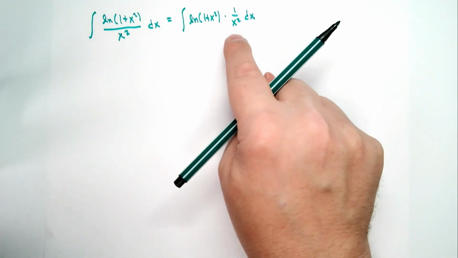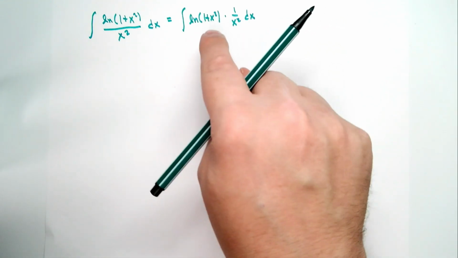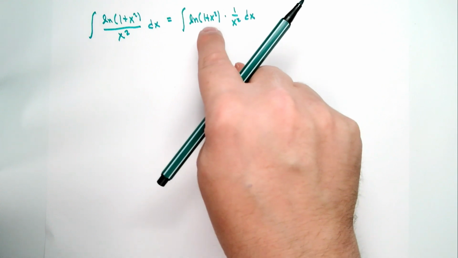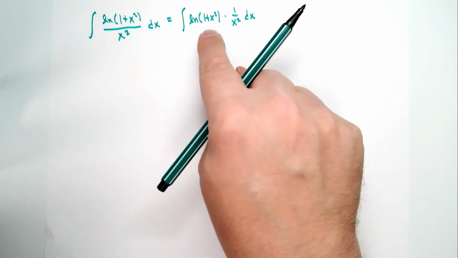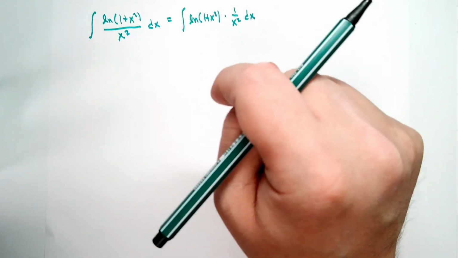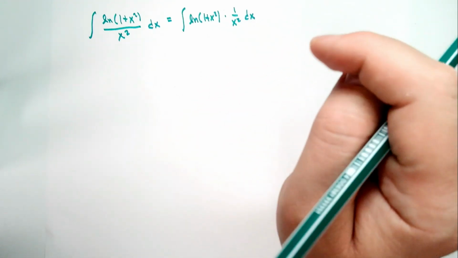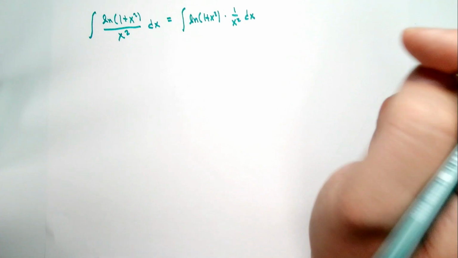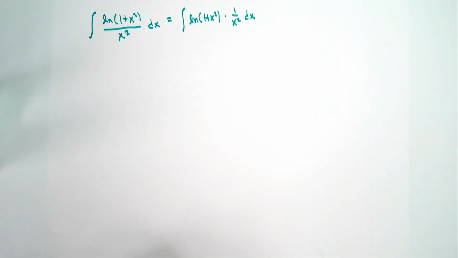It doesn't look like there's a good candidate for substitution, because if you did substitution here, you'd end up needing an x dx, which you really don't have, and there's no 1 plus x squared downstairs. So we're in our integration by parts cool down, let's try parts.